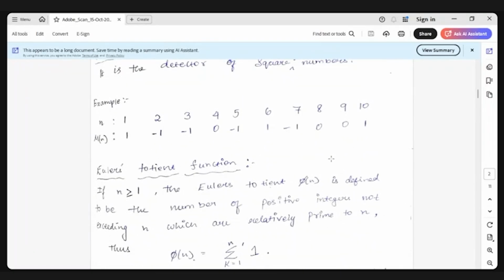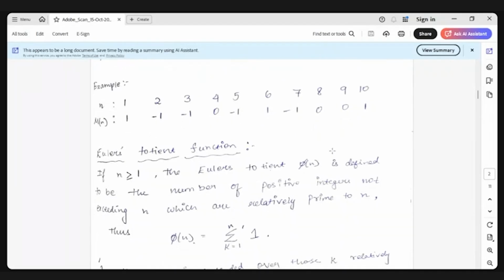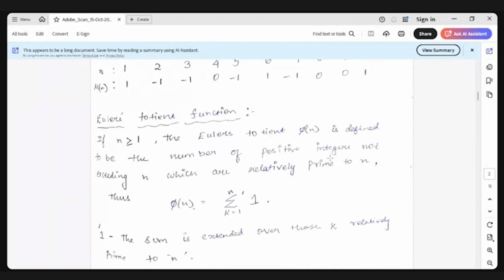Now, we saw the Euler-Totient function above. Let's see what it is. If n is greater than or equal to 1, the Euler-Totient function is defined to be the number of positive integers not exceeding n, which are relatively prime to n. That is basically the coprime numbers that are less than or equal to n. Obviously, GCD of n and n is going to be n, so the count is strictly less than n.